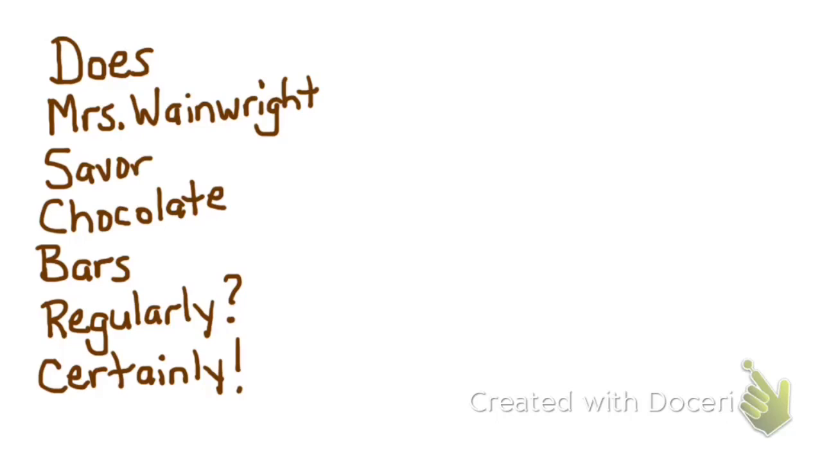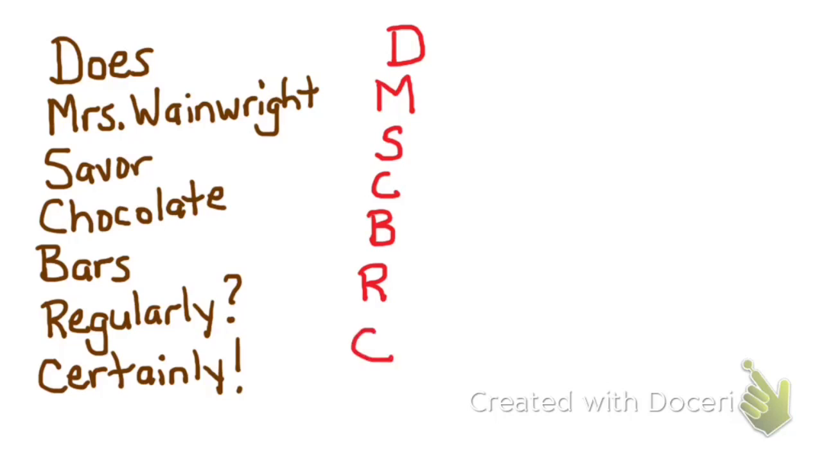Every time I do a long division problem, I write down the first letter of each of this statement. So I put a D for does, M for Mrs. Wainwright, S for saver, C for chocolate, B for bars, R for regularly, C for certainly. Does Mrs. Wainwright save her chocolate bars regularly? Certainly. Underline the B and put an arrow from the B to the D, because these steps help you to remember.